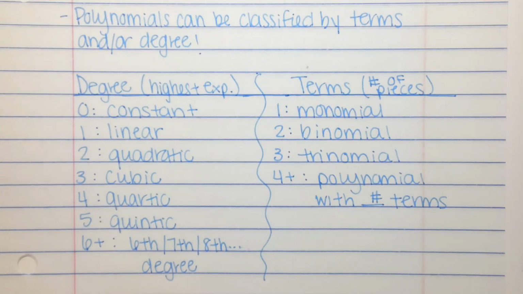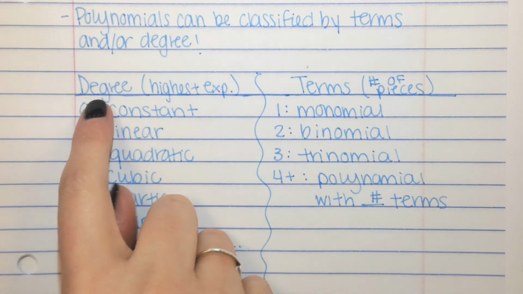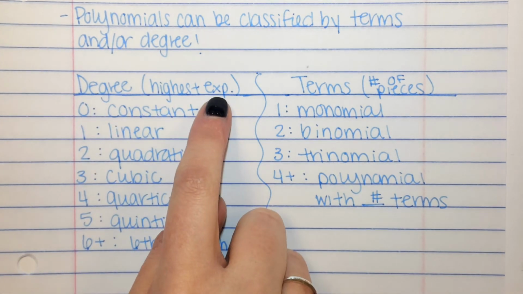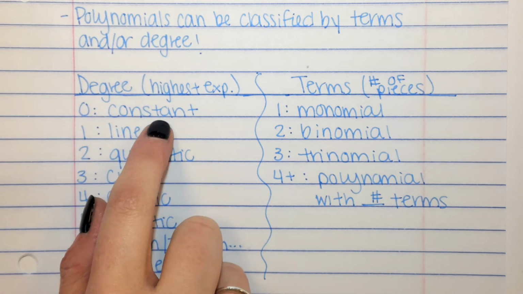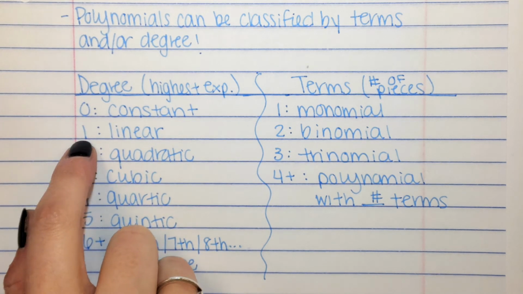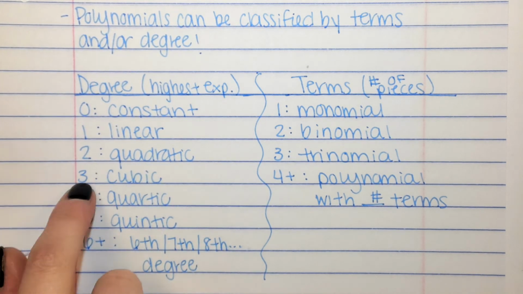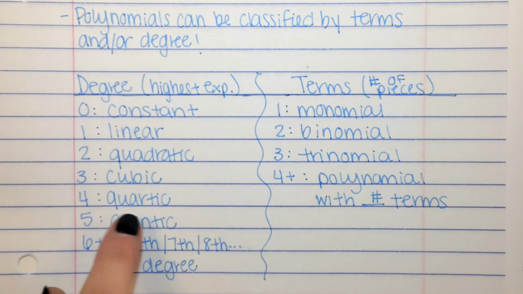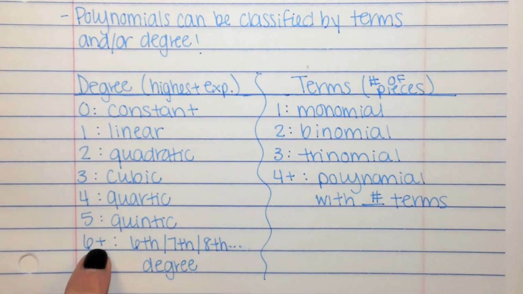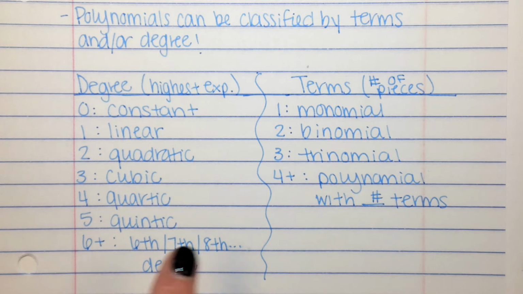Now let's talk about classifying. Polynomials can be classified by terms and or their degree. Or maybe I should have said degree and or terms. Each polynomial can have 2 names. One name comes from the degree, and the other one comes from the terms. Remember, the degree is the highest exponent. If it's a degree of 0, it's constant. 1 is linear, 2 is quadratic, 3 is cubic, 4 is quartic, 5 is quintic, and for 6 or more, you say the 6th degree, 7th degree, 8th degree, and so on.